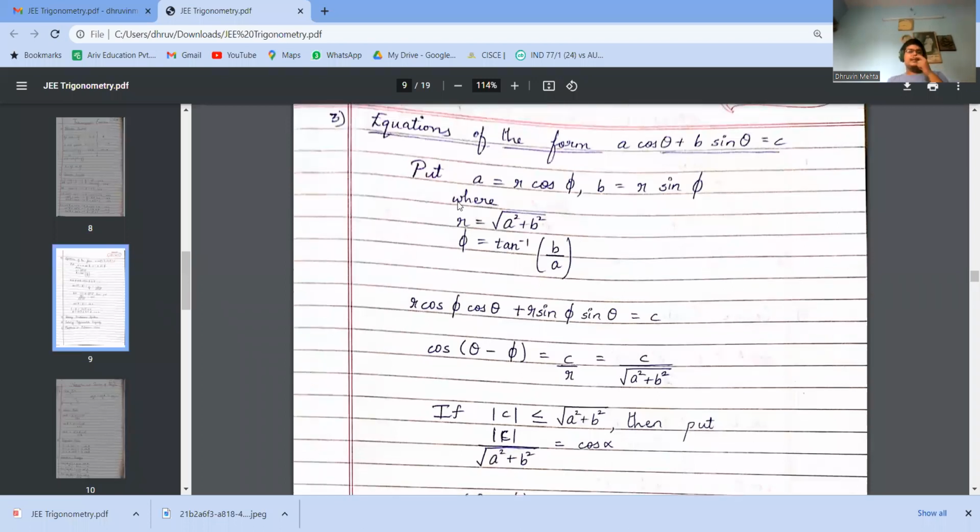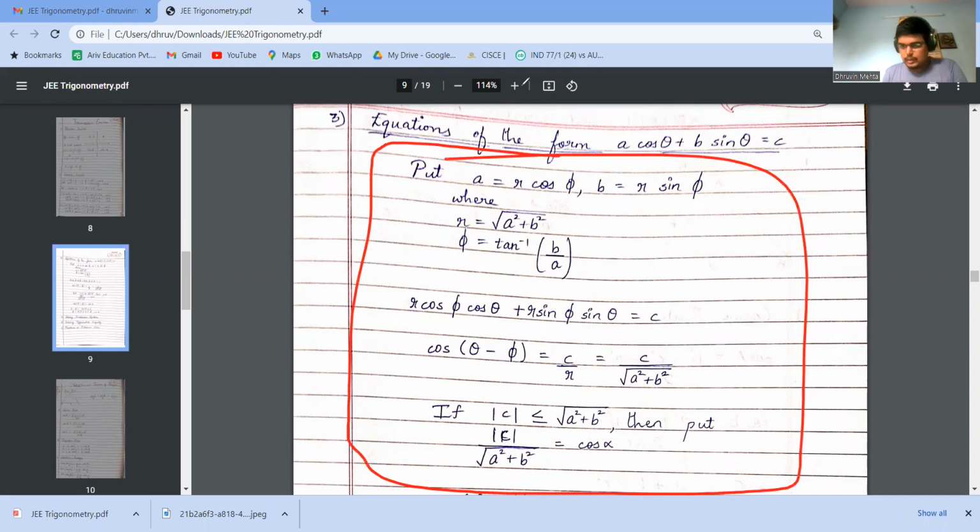Alright guys, the next thing that we have is a type of trigonometrical equation. If we have a question of this format, a cos theta plus b sin theta equal to c, then this is basically the algorithm of solving such questions. But see, algorithms can be a little complicated at times.